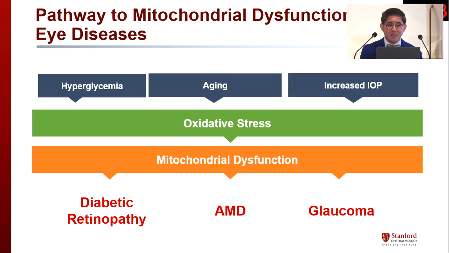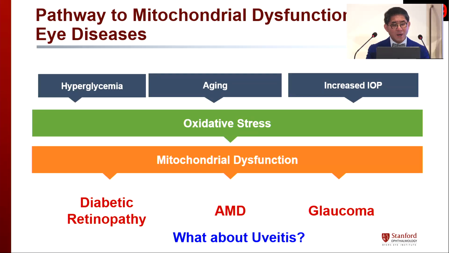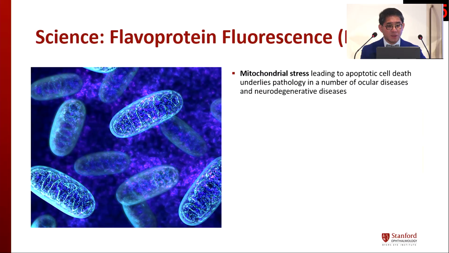During the past few years, the pathway to mitochondrial dysfunction in eye disease has helped us to further understand the pathophysiology of diseases such as diabetic retinopathy, macular degeneration, as well as glaucoma, to the fact that many of these conditions start out with a certain factor, for example, hyperglycemia or aging, leading to oxidative stress and then mitochondrial dysfunction. What about uveitis? And certainly that's the topic that many of us are also interested in.